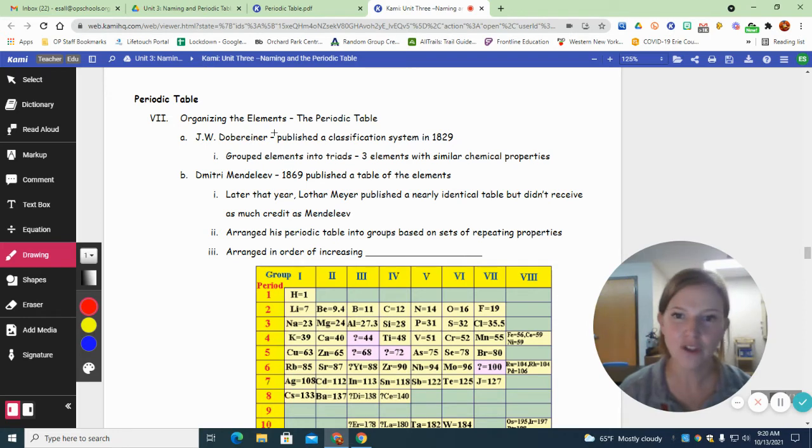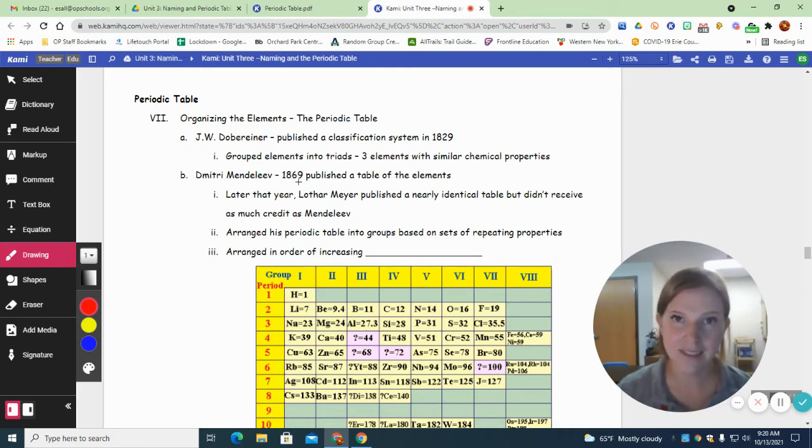So Dobereiner took all the elements that we knew about at the time and put them in triads, or groups of 3. So things that would rust, he put in a group of 3, and then gases, he put in a group of 3, and things that were blue, he put in a group of 3. So it was a good start, but it definitely had a far way to go until it achieves what our current modern table looks like today.